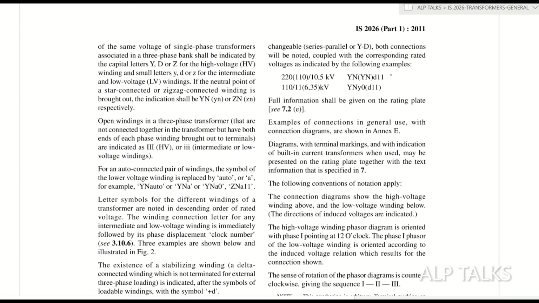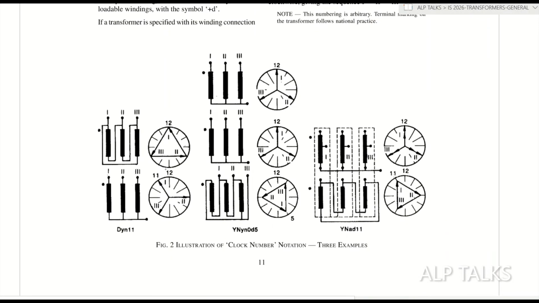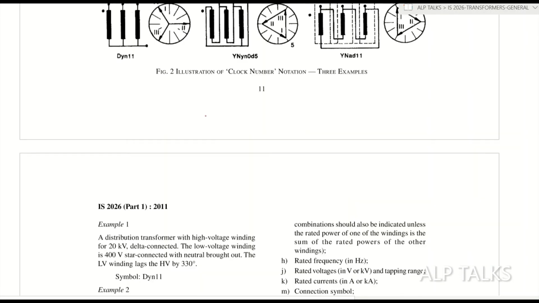Yeah, this is the phase displacement vector. The first letter is HV, and generally the second letter will be the LV. If we have an intermediate winding, we can use that. That 11 means 11 into 30, so 330 degrees. 330 degrees lagging will be there with respect to the primary. This is the clock notation. We will discuss more about this vector group in our future slides.